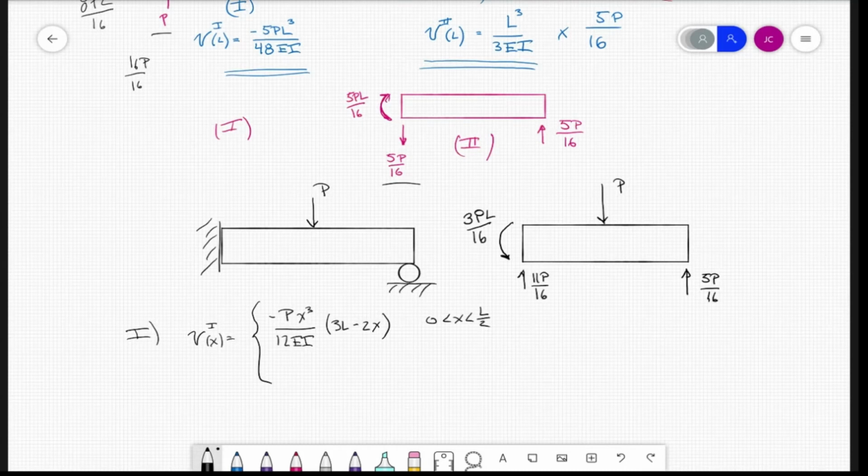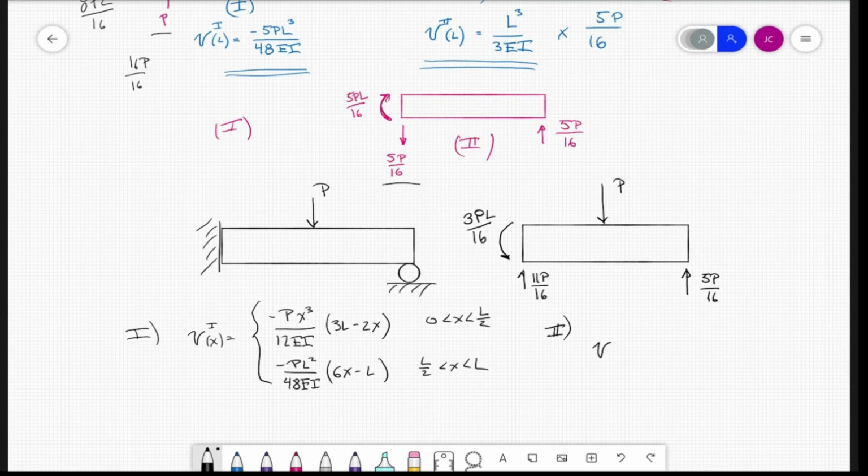And then the second half is minus PL squared over 48 EI times 6x minus L. And that's from L on 2 to L. For the first case, I'm sorry, for the second case, it's a little simpler.